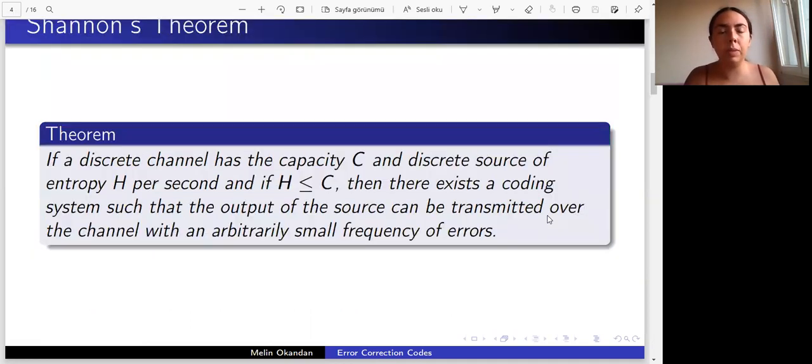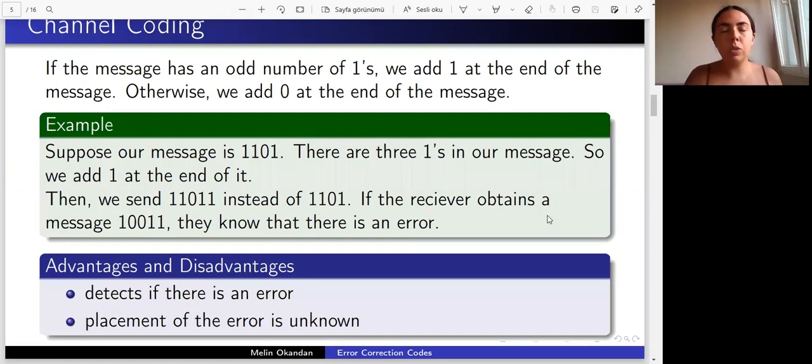And by Shannon's theorem, we are guaranteed that we can always find such an error correcting system. What does this Shannon's theorem say? Assume we have a discrete channel that has capacity C, and if we have the entropy H less than or equal to our capacity, we know we are guaranteed that there is always a coding system which can help us transfer our messages with an arbitrarily small amount of errors. So we can look into some methods that can be used in error correction.